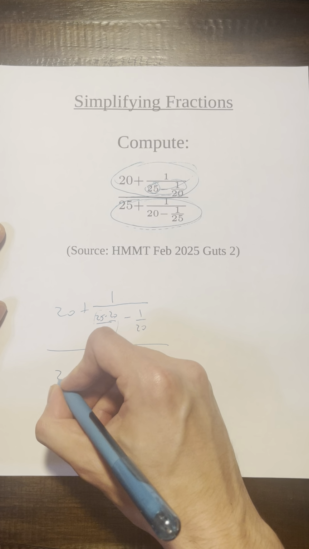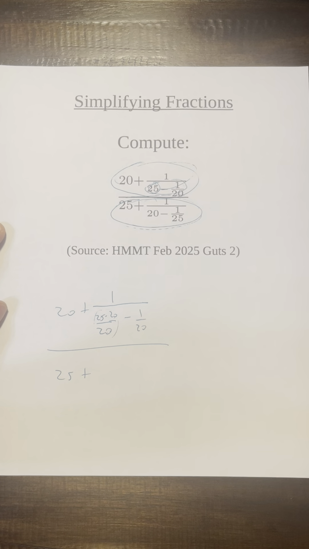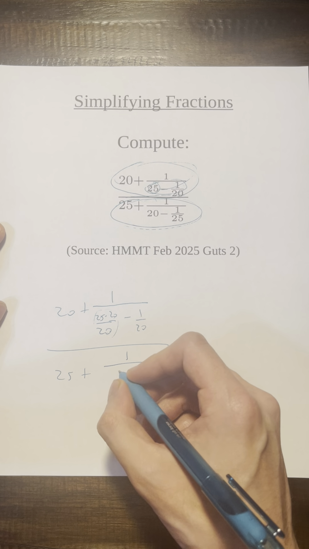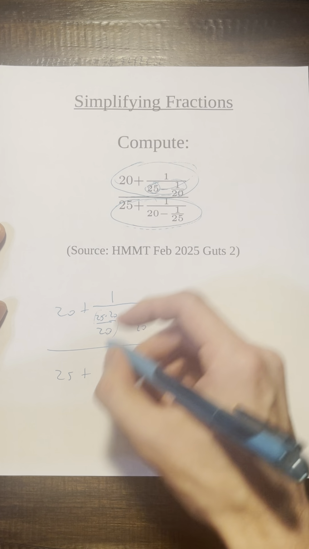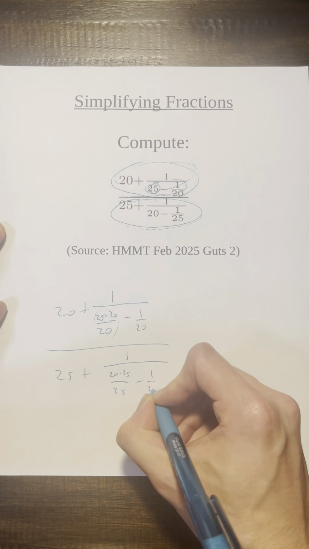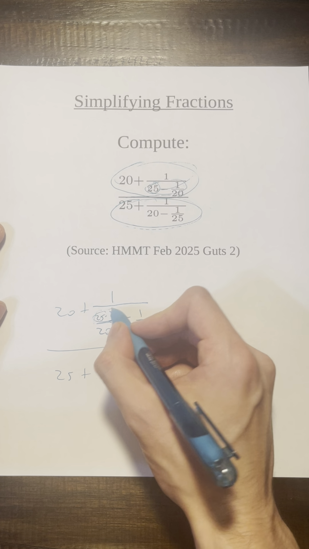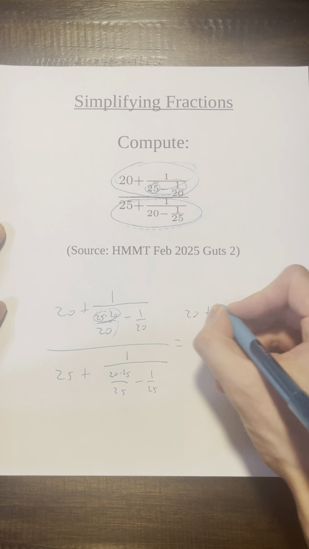And I'll give you a second to pause the video and repeat my steps with the bottom. Okay. What did you get? Okay, so this time it needs to be over 25, and it's going to be 20 times 25. Okay, so what's this times this? That's going to be 500.